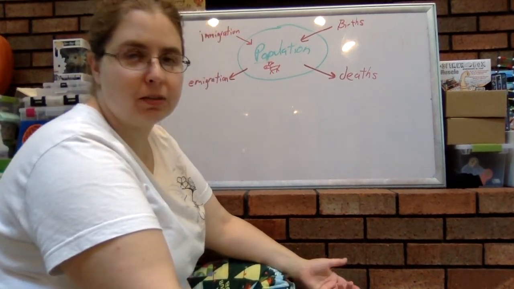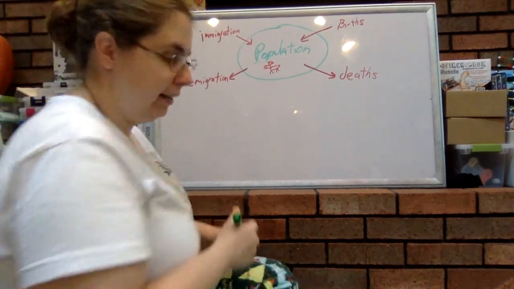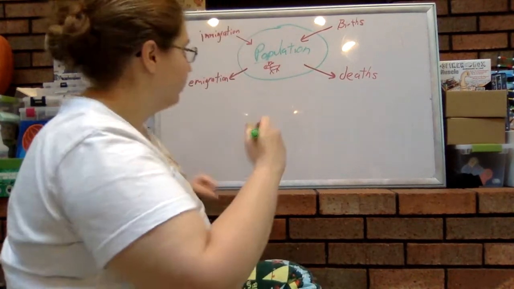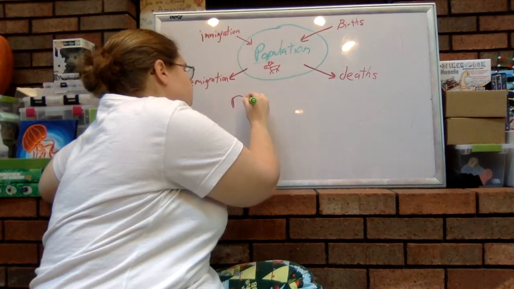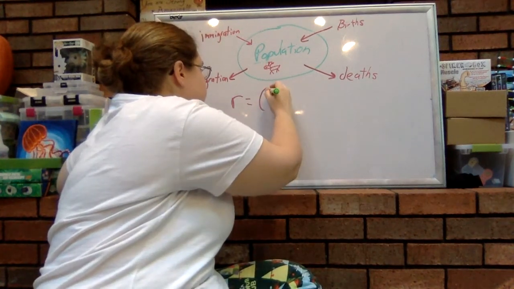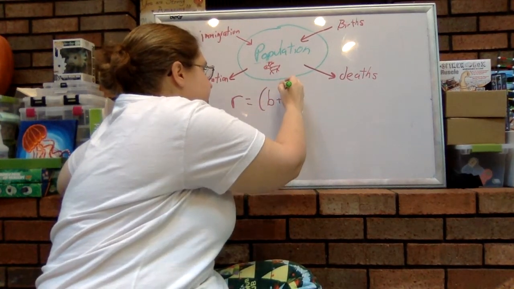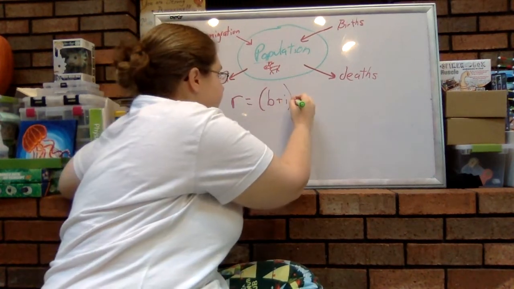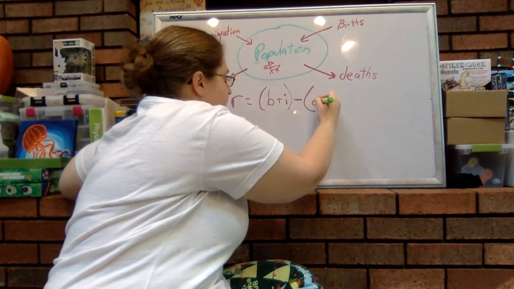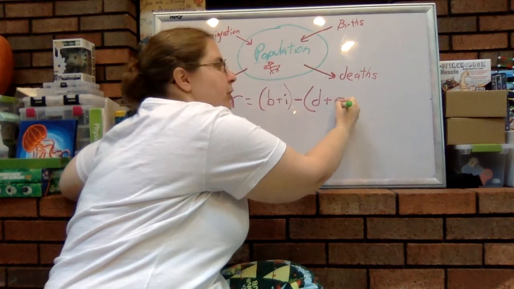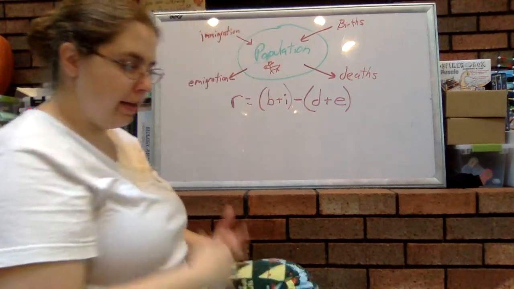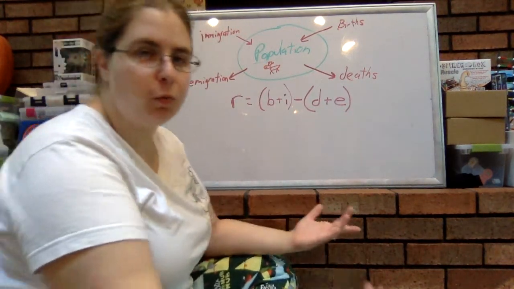Now we can use these to figure out the population size. How we do that would be R, which is the population size, births plus immigration minus deaths plus emigration. So this would let us know in full how a population changes from one year to the next.